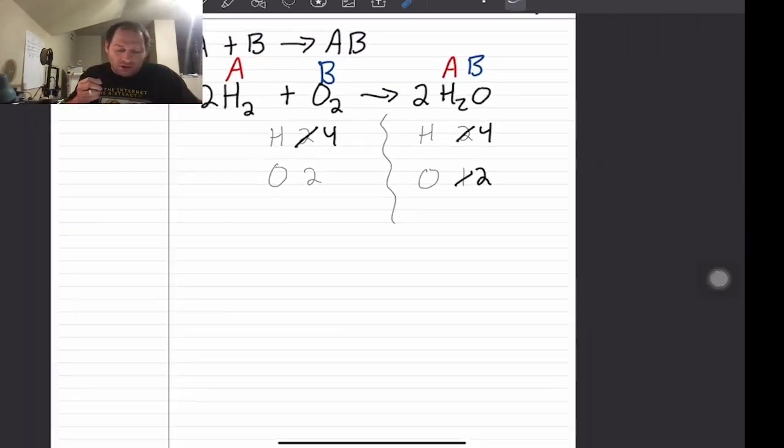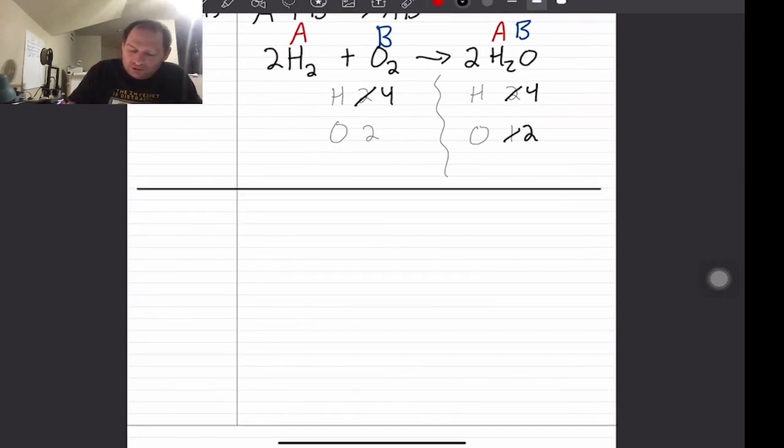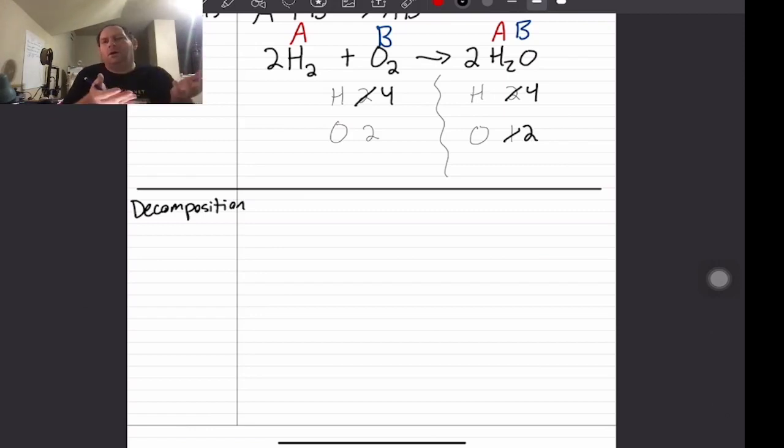Okay. Let's scroll on down. I'm actually going to put a line here for me. I know this is separating it. Awesome. The next one's going to be called decomposition. When we think of the word decomposition, we usually think about breaking apart, decomposing, breaking things down. Well, that's exactly what this is.